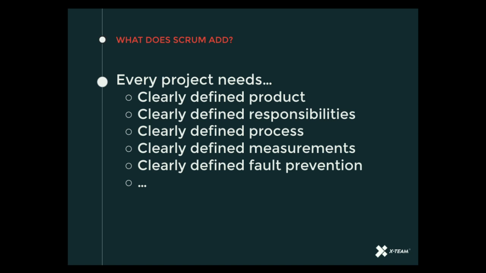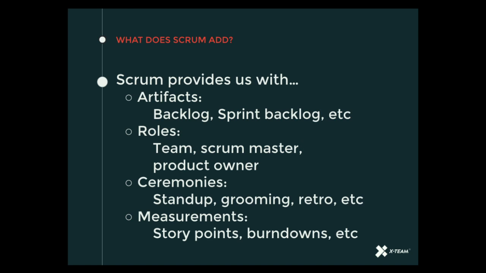And we know how to measure it. We have our time tracking in hours, and also fault prevention. We know exactly what to do when something goes wrong, right? Well, no, of course not. And the manifesto does not cover this. There is nothing. We have to define that ourselves, or we can add some Scrum sauce.